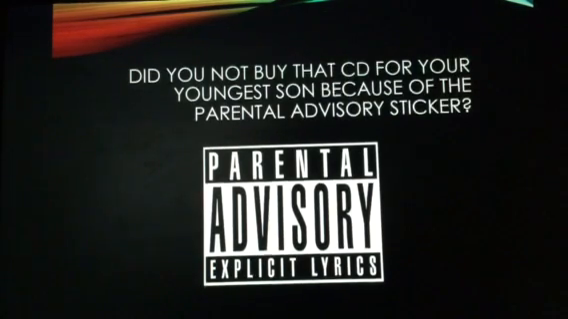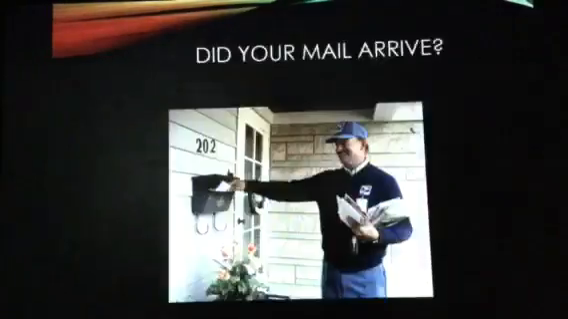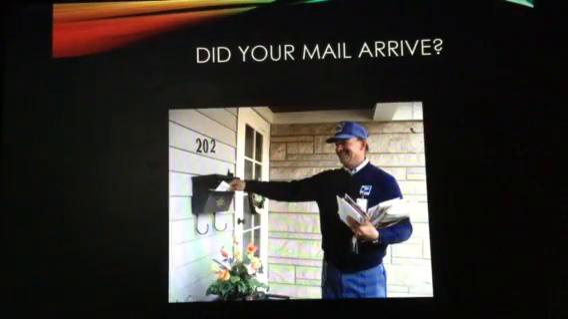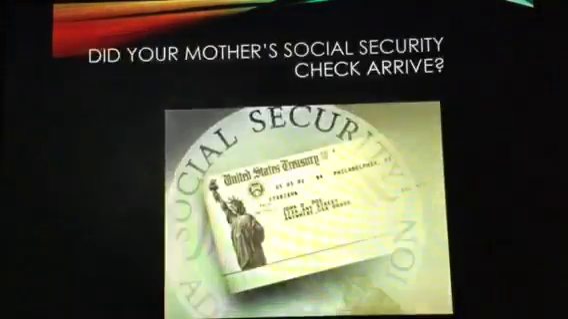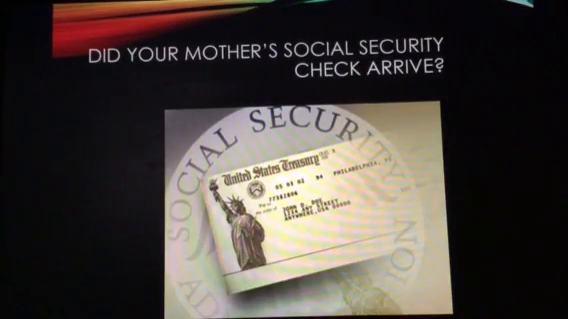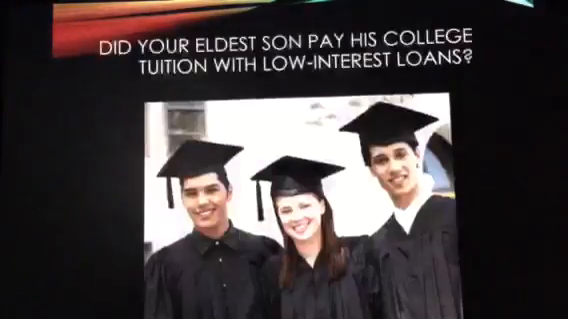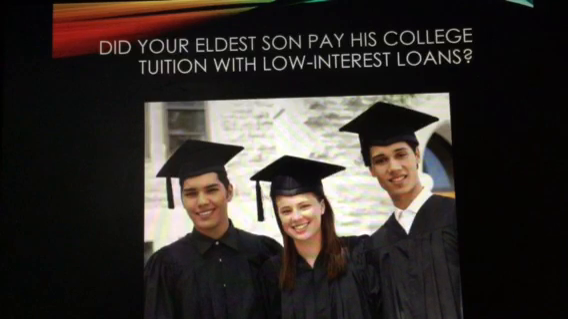entertainment people, and music, making sure that parents are aware of explicit lyrics contained in the songs. The mail is federal government. That's federal. Social Security would be federal government as well. Federal. Low-interest college loans would also be a federal program. That would be federal.